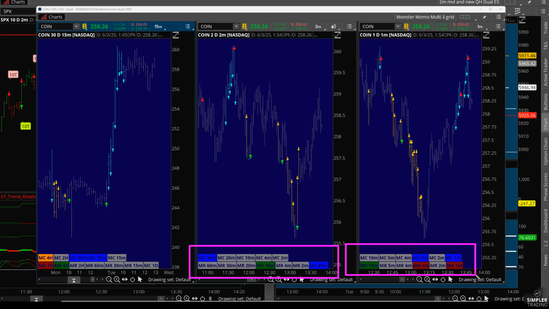As an example here on Coinbase, I can see that, okay, yeah, there was a reversal on the 1-minute chart and the 3-minute chart to the downside, but on the 10-minute, there was a green arrow to the buy side. And so it gives you a quick snapshot of what's happening on various time frames.